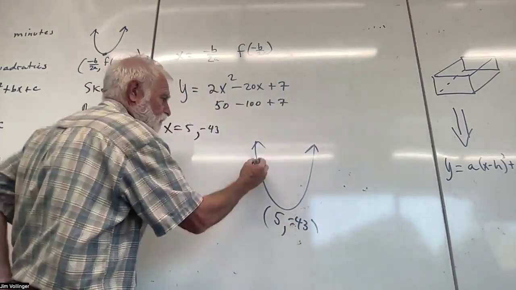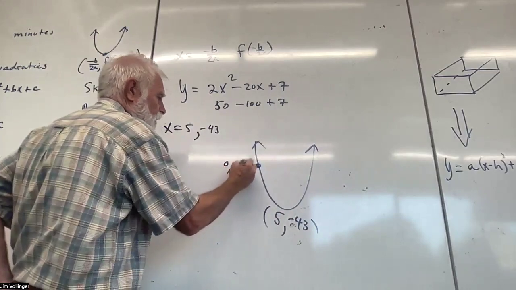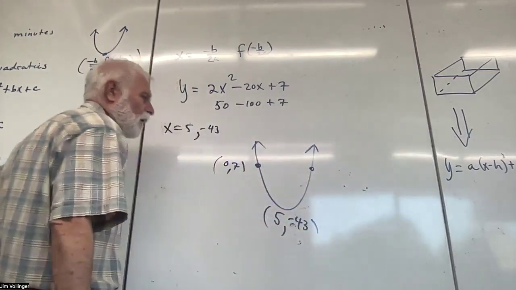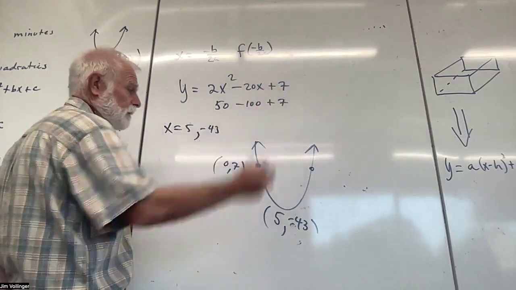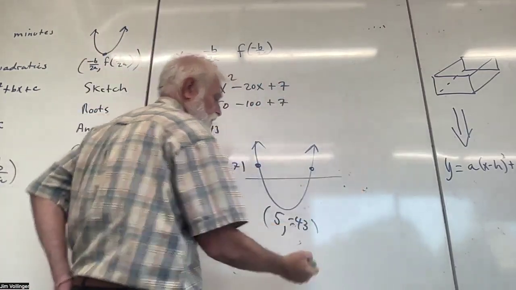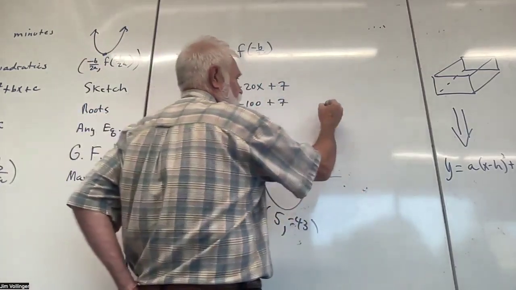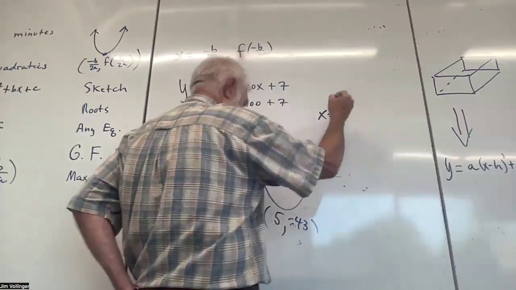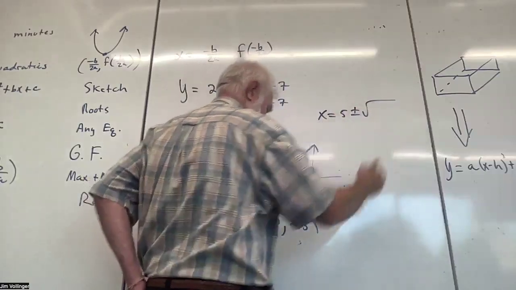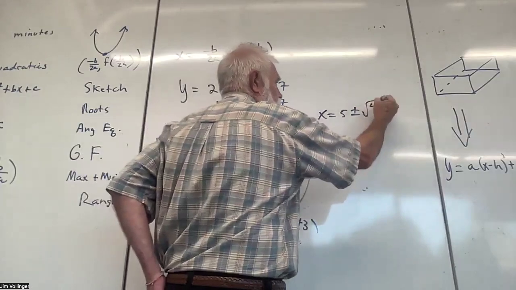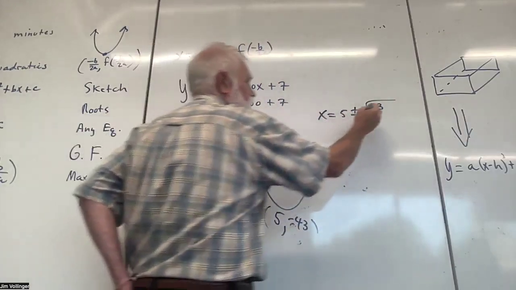0 gets us 7, 0's on this side, 0 gets us 7. You can always find the other coordinate, no problem. But you got the roots. All right, so 0's here, so therefore, measuring from the frame of reference, we want an x value of 5, plus or minus the square root of 43 units divided by 2. All right, there's your roots.